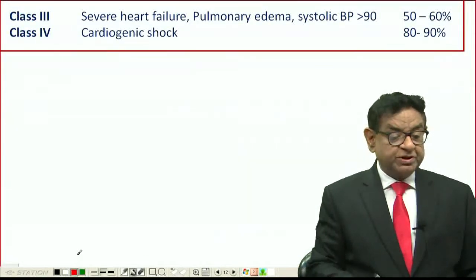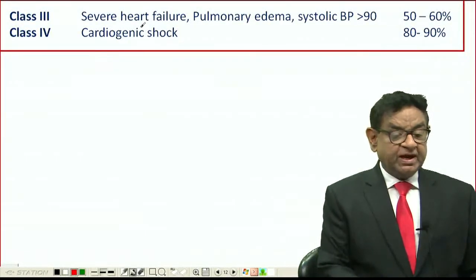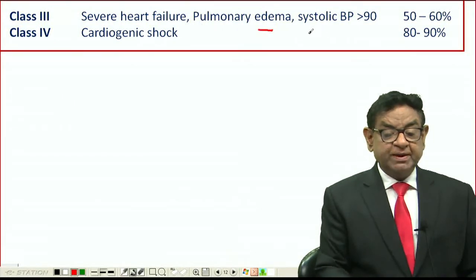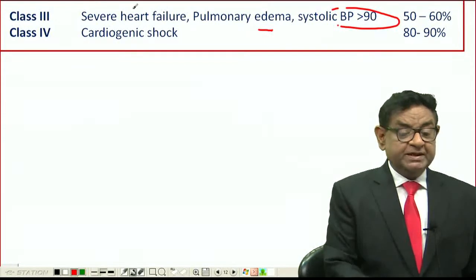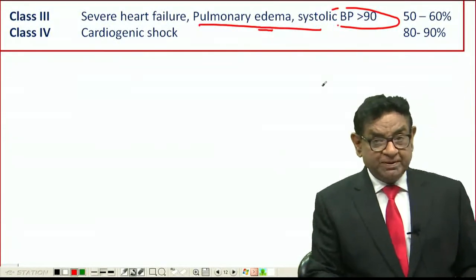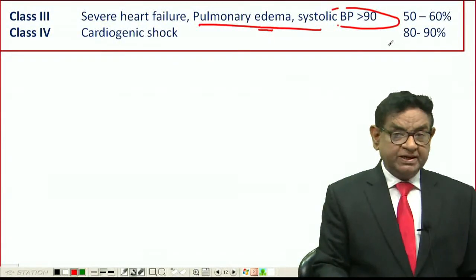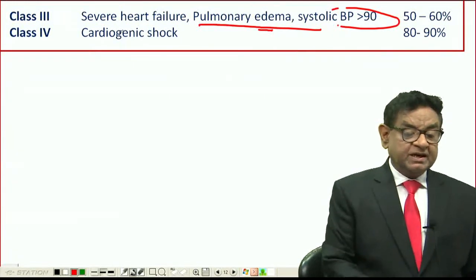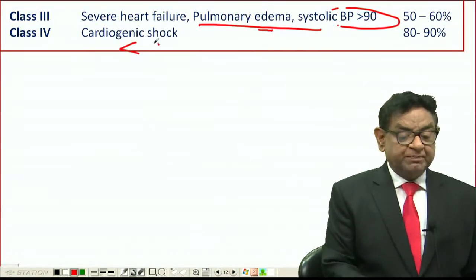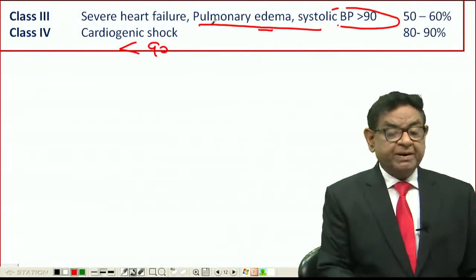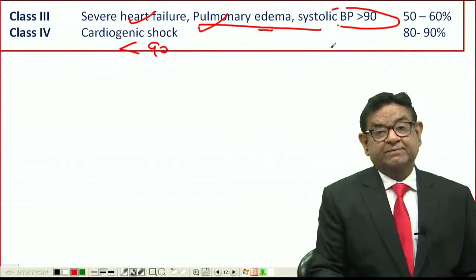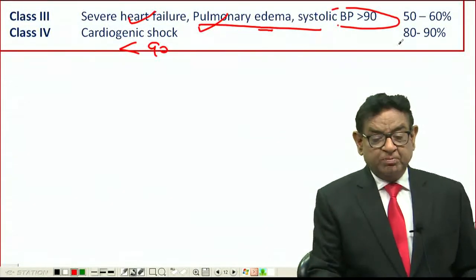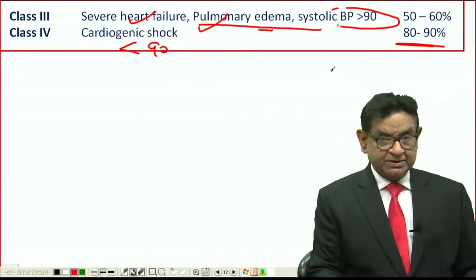Then, class 3, the patient has signs of severe heart failure, pulmonary edema, systolic BP above 90 millimeters of mercury. Point to be noted, the patient has pulmonary edema, but systolic BP is above 90. Mortality 50 to 60%. Class 4 is cardiogenic shock, that means systolic BP is below 90. Of course, the patient has pulmonary edema, severe heart failure. The only difference between 3 and 4 is systolic BP below 90. This is cardiogenic shock. Mortality is 80 to 90%.